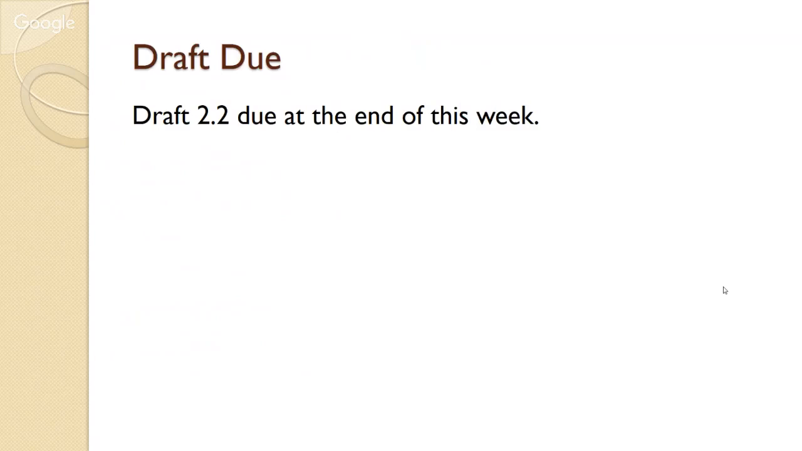And in terms of editing, we've covered punctuation, and now we've covered common word errors. So you are responsible for using punctuation and words correctly and effectively.